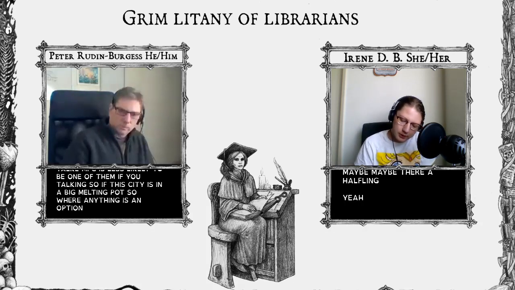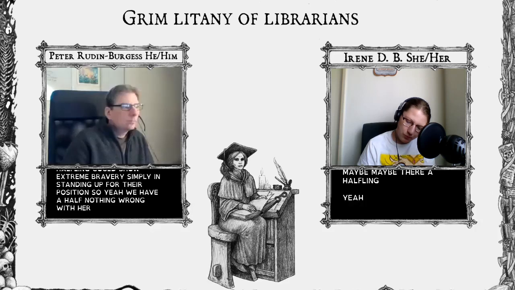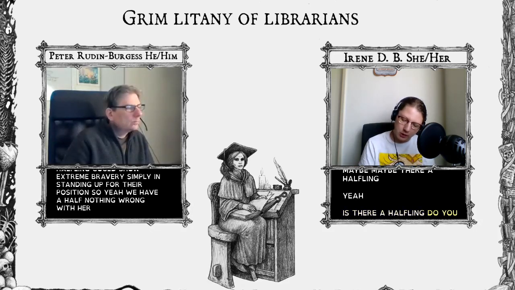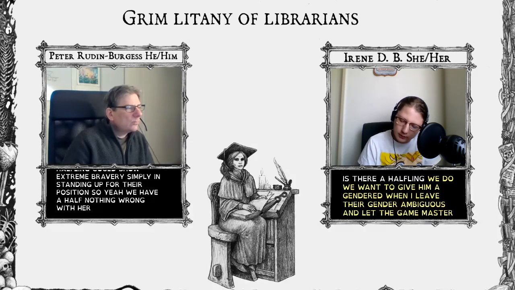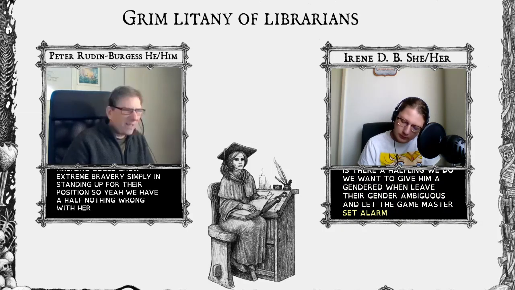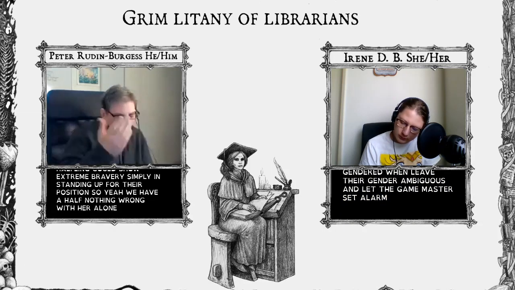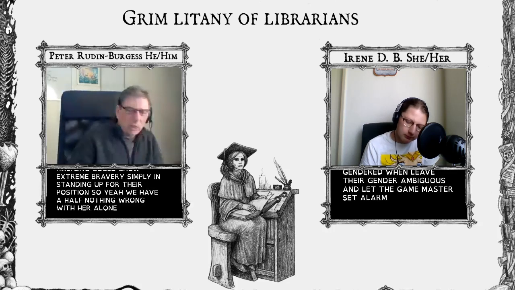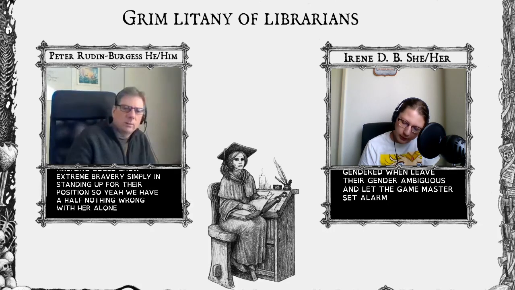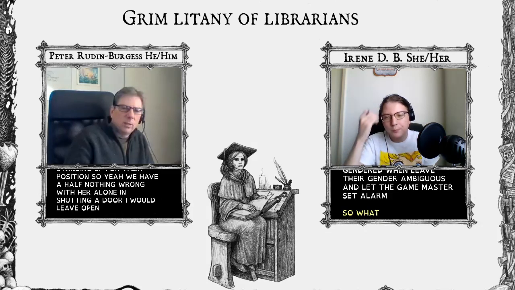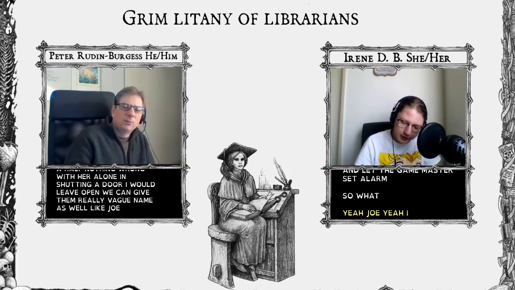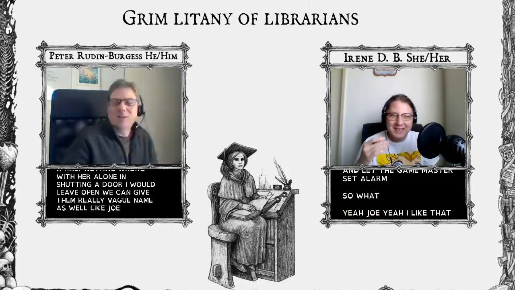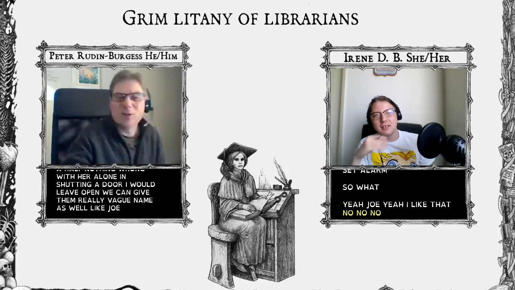Okay, so they're a halfling. Do we want to give them a gender, or do we want to leave their gender ambiguous and let the game master... No, leave it alone. There's no point in shutting a door. I would leave it open. Okay. Which means we can give them really vague names as well, like Joe. Yeah, Joe. I'm not saying not Joe, but that sort of thing, where it is neither.